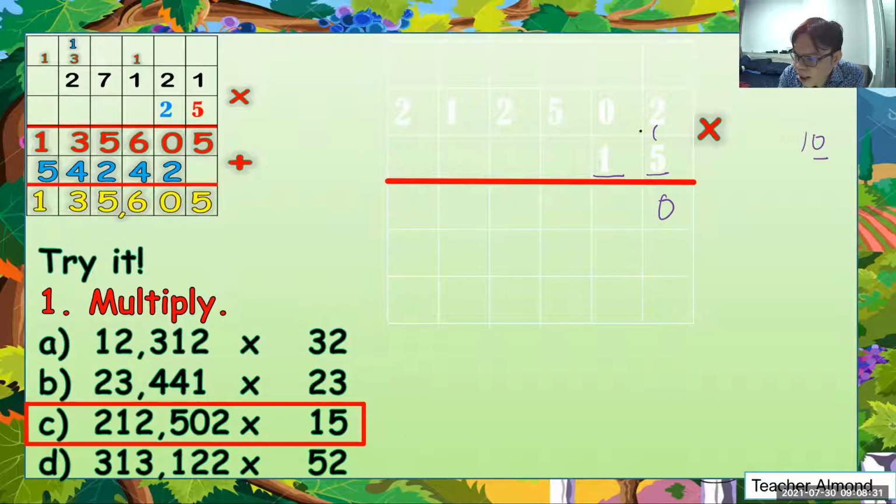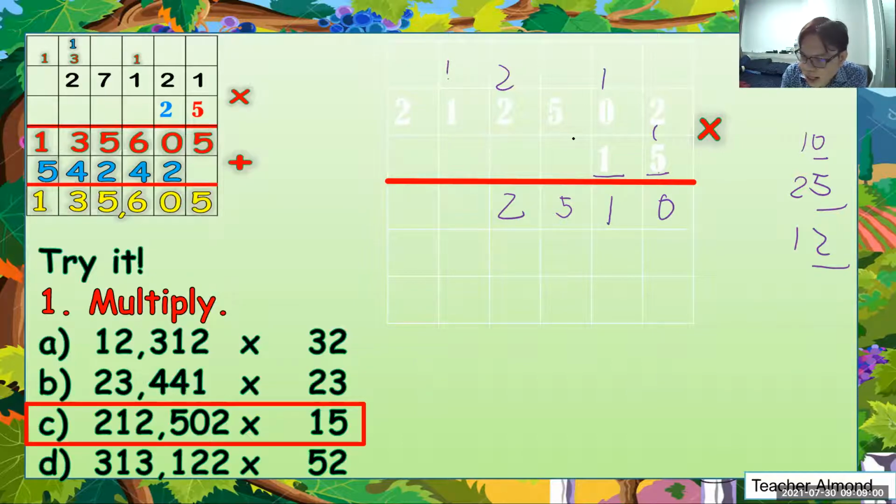Then 5 times, write 1 here. Then 5 times 0 equals 0 plus 1, that is 1. 5 times 5, 25. Remember 25. So write 5 here and 2 here. Okay, 5 times 2, that is 10, plus 2, that is 12. Remember 12, write 2 here and 1 there.